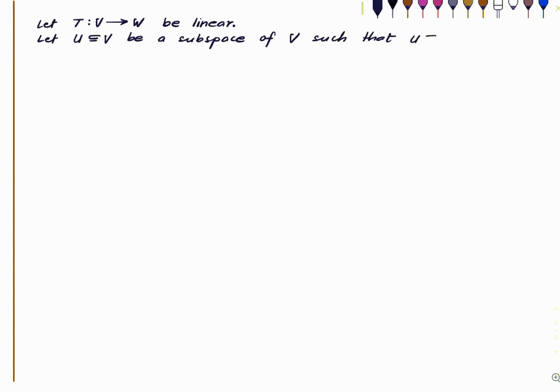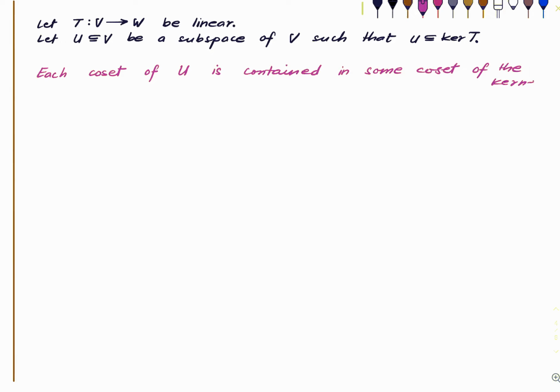So in the linear algebraic context, this is what happens. Suppose we have a linear map, and let U be a subspace which is contained in the kernel. Okay, U is contained in the kernel of T. Then the cosets of U, each coset of U is contained in some coset of the kernel. So let me write that thing down. So note that each coset of U is contained in some coset of the kernel of T, of course.